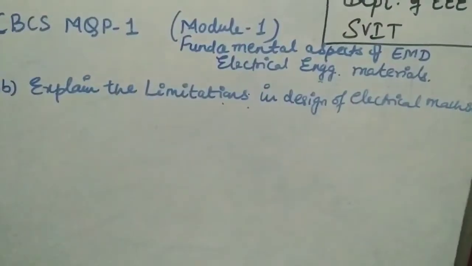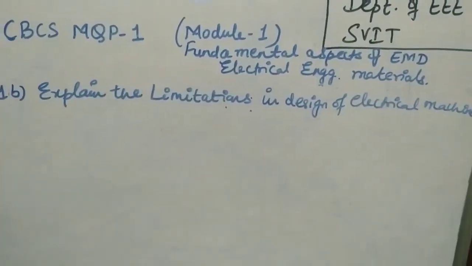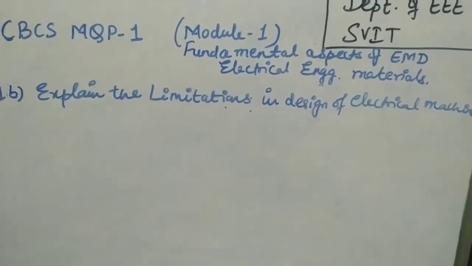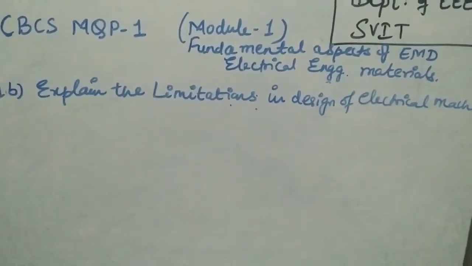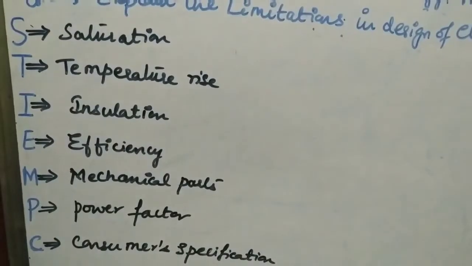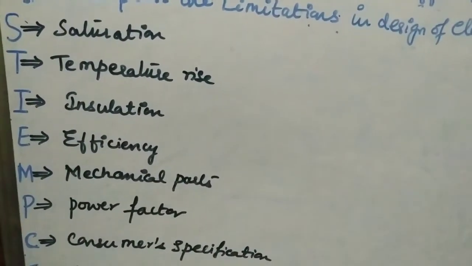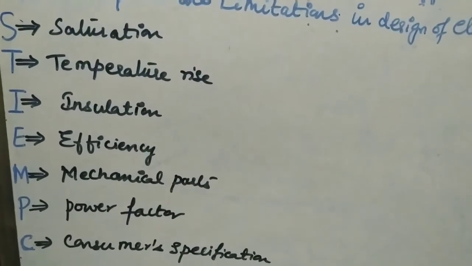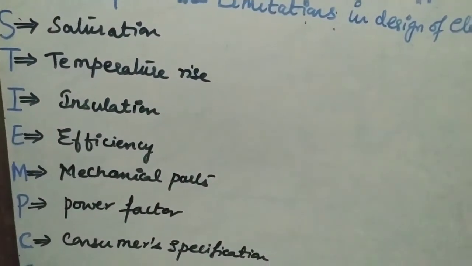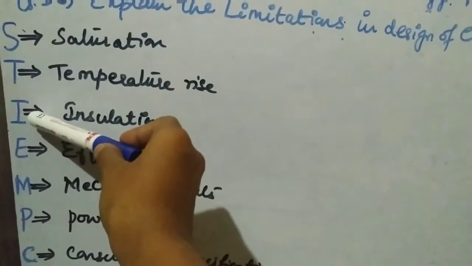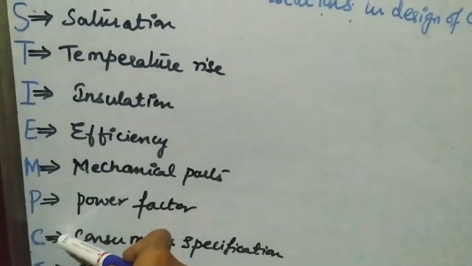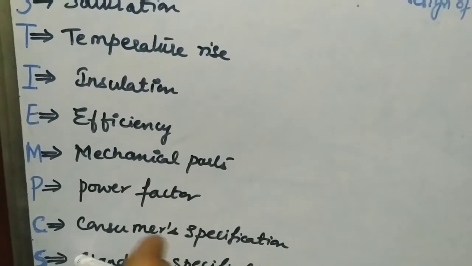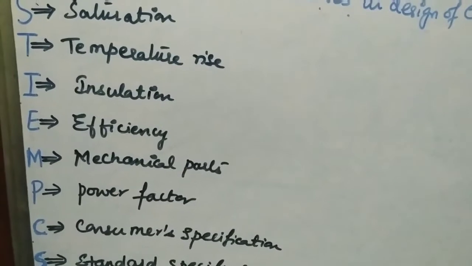Next, coming to 1B. Question 1B is: explain the limitations in design of electrical machines. So let us see what all the points you have to remember to discuss for this question. The solution for this question: we have to remember a keyword, that is, "the student of any institute from electrical and mechanical will give power to the computer science students." Okay. So this is how you have to remember.